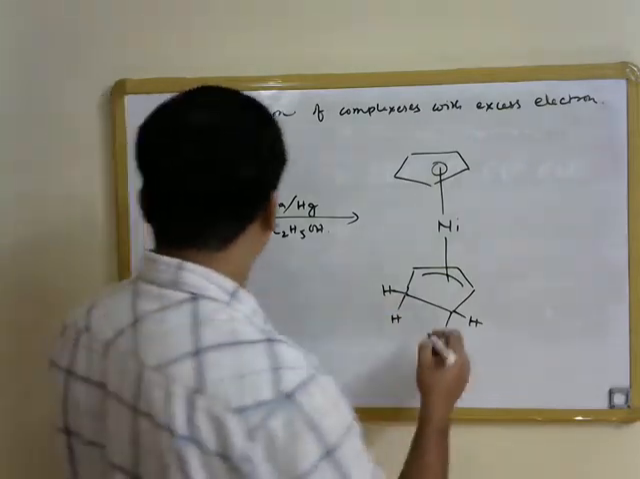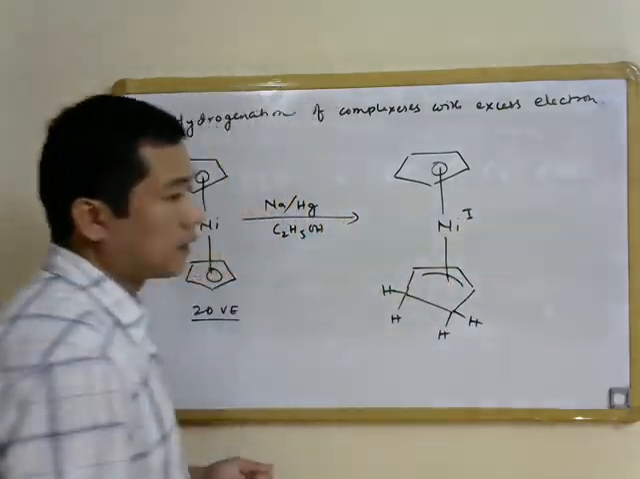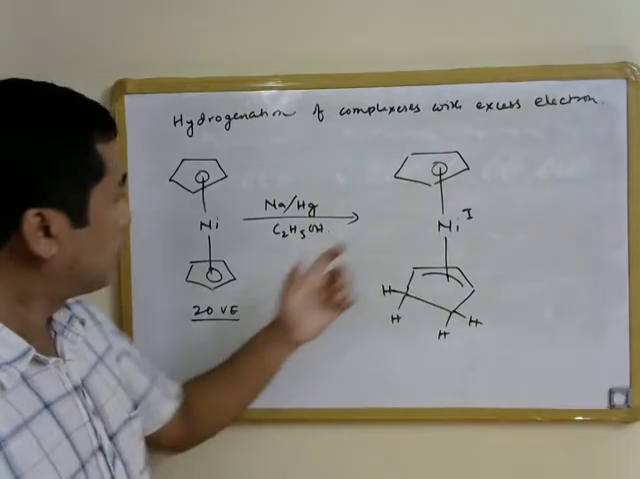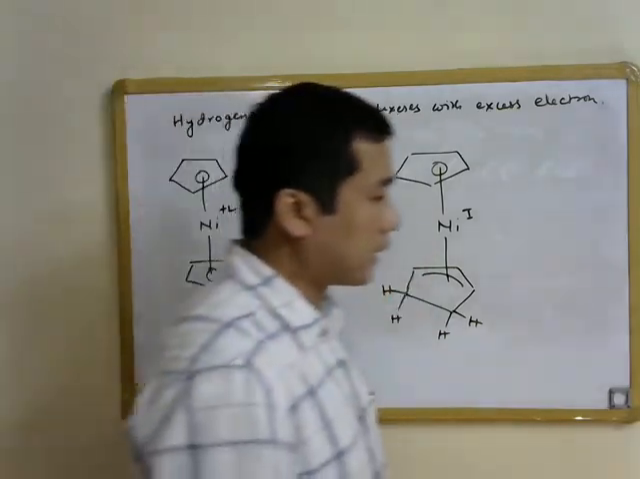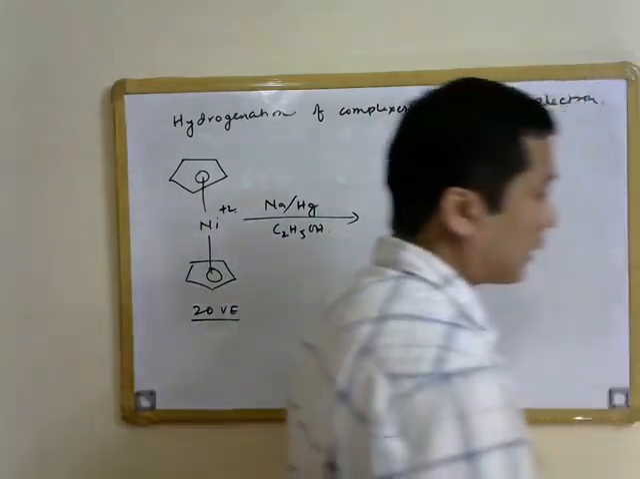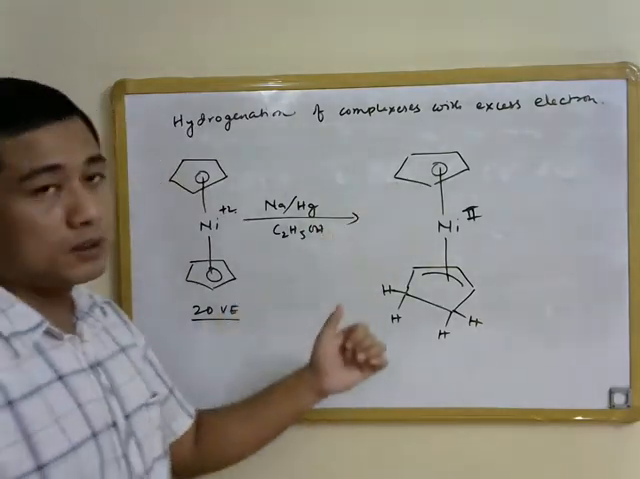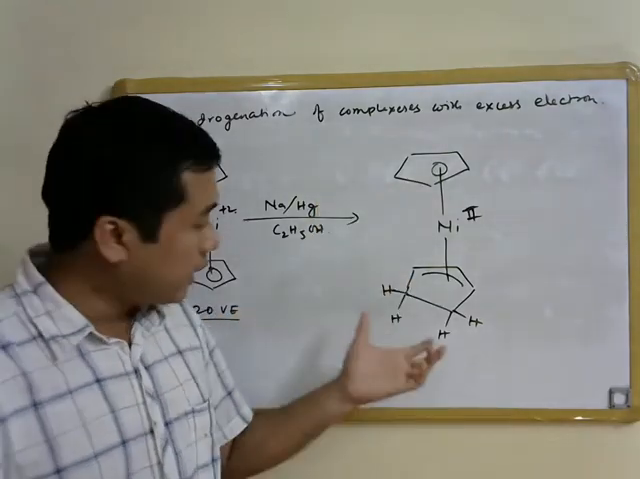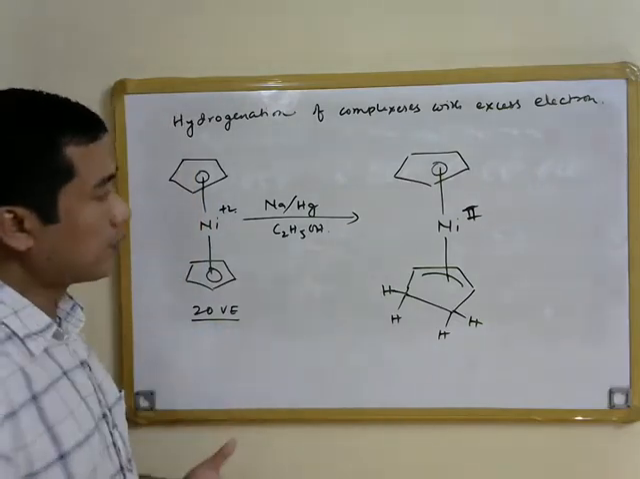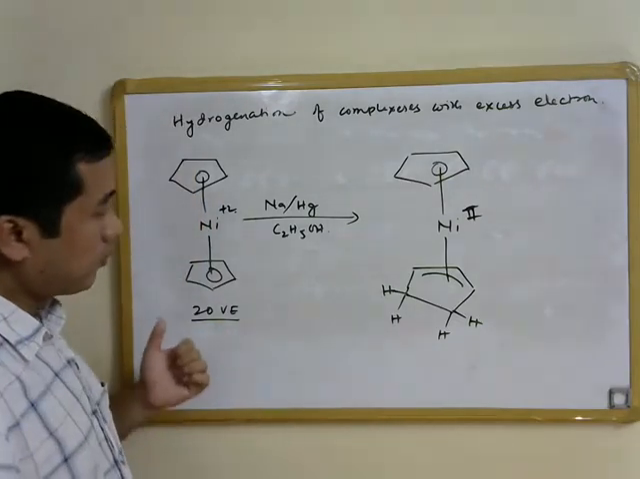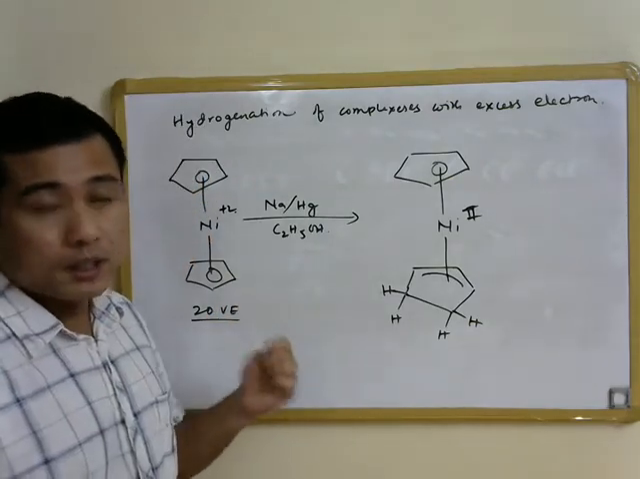So the nickel oxidation state has now decreased from plus 2 to plus 1 over here. Plus 2 only again, because the Cp is minus 1 as well as the allyl ligand, we can consider it to be minus 1. So this is one of the approaches for preparation of metal allyl complexes, which does not necessarily fall into the category that we have discussed earlier.